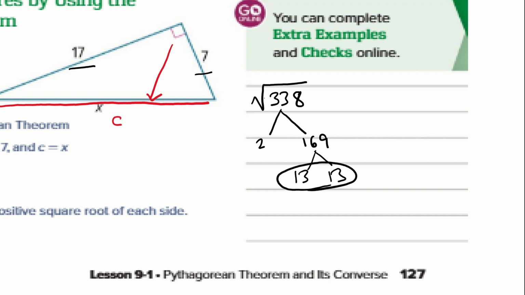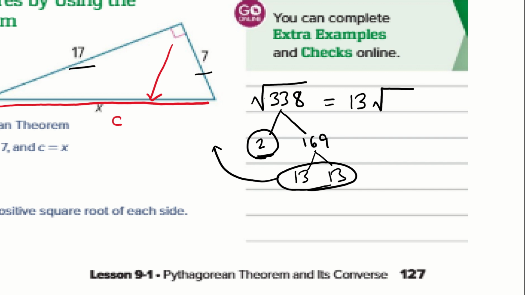Anyone that is a pair gets kicked out of the radical. So this pair of 13 gets kicked out of this radical. Whatever is left, which is in this case 2, stays in the radical. So this 13 is going to get kicked out. So it's now 13, and then we got the square root. Now whatever's left, that's the 2 is left over, right?